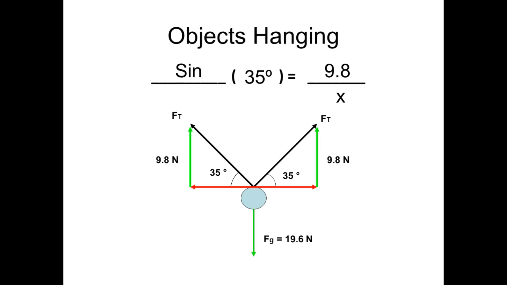If the variable's down below, I'm going to switch places. The x is going to go where the sine of 35 is, and the sine of 35 is going to go where the x is. So I'm really doing 9.8 divided by sine of 35 degrees. If your calculator is in degree mode, you should get a tension force of 17.1 newtons. So that's the angled force. That's what they're looking for.